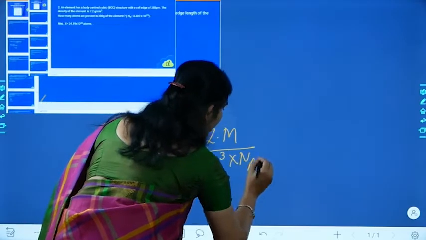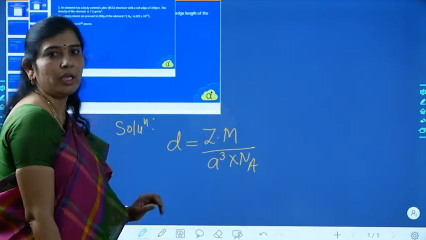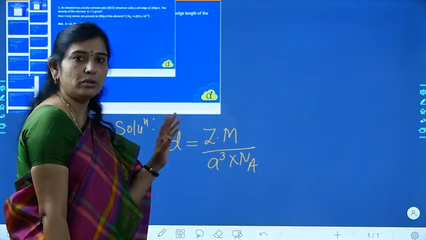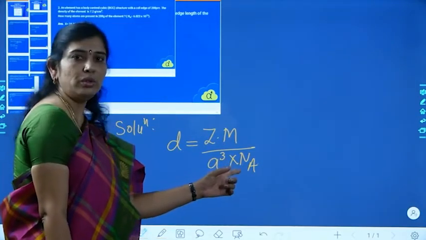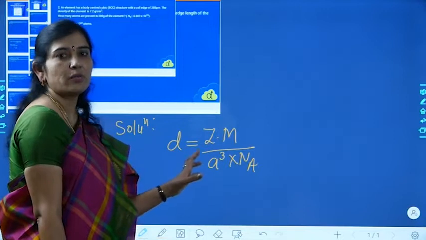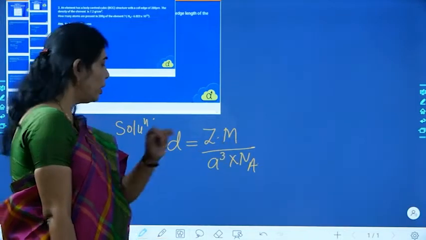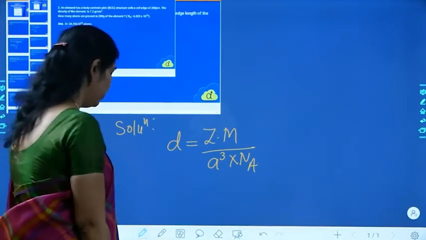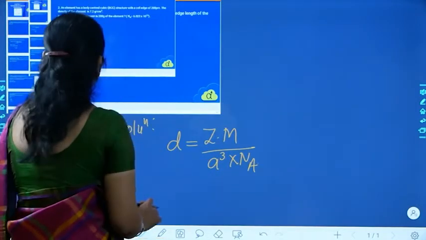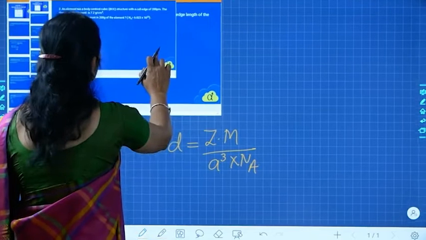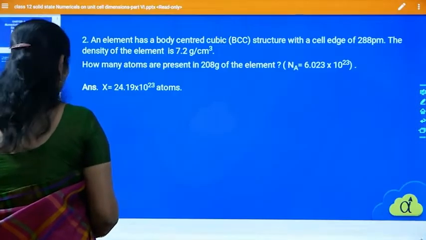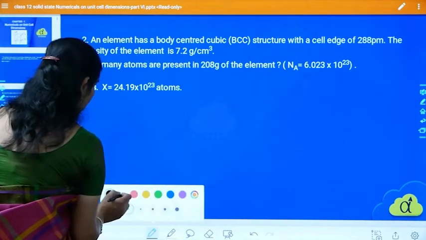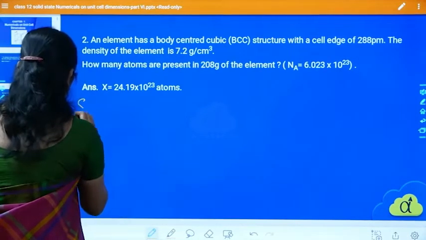Sometimes the Na value will be given, sometimes it will not be given. Even if it is not given, it is a constant value. You should substitute that value. You should know the value: 6.023 into 10 power 23 atoms per mole. Now with respect to this numerical, what is given and what exactly you have to do? Here only I am going to solve this numerical. Please have a look at this.